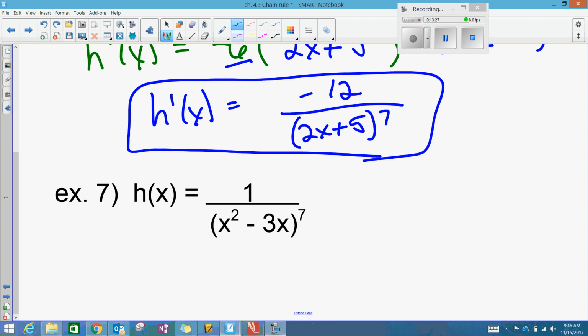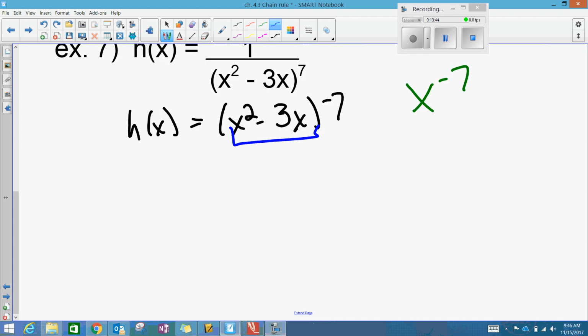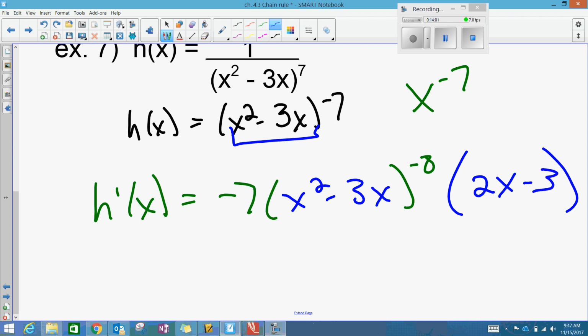Try another one here. Again, first I will rewrite and make it x squared minus 3x to the negative 7. Now my outside function is x to the negative 7. My inside function is x squared minus 3x. So I take the derivative, I get negative 7, and then change the exponent to negative 8. Keep the inside. Multiply by the derivative of the inside gives me 2x minus 3.